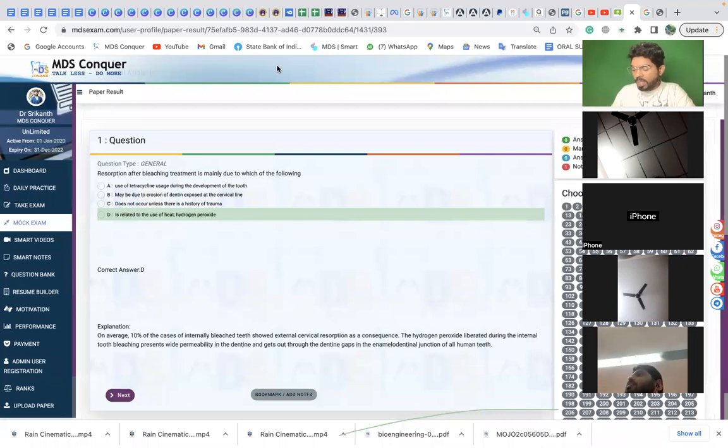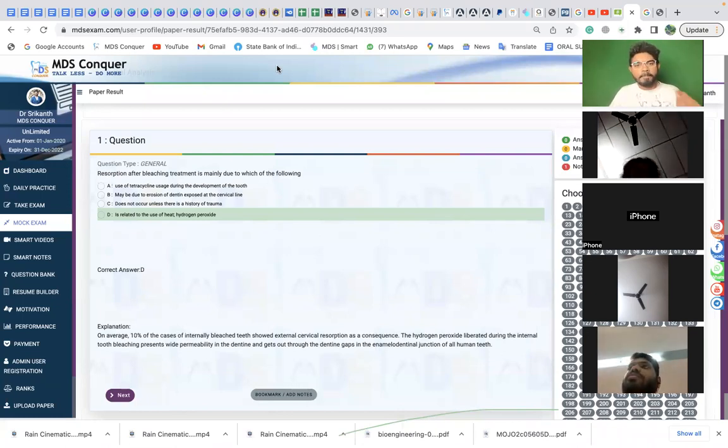Second column, known difficult questions. It means you know the concept, but you don't know the particular line where the question is being prepared. For example, the first question is on bleaching. We know about bleaching, but you may feel difficulty after checking or answering this question. So this can be considered a known difficult question.